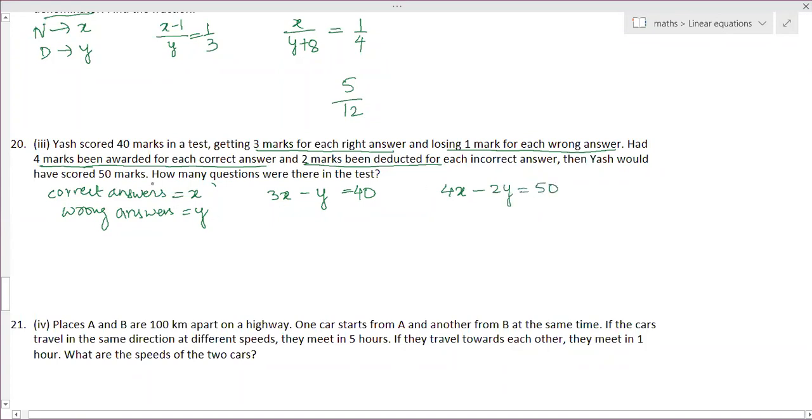Here, don't forget to do subtraction. I have seen students doing addition every time. However many times I tell them, they do addition. So don't make that mistake. Y equals 15 and X equals 20. Yes, right. Y is 15, X is 20.